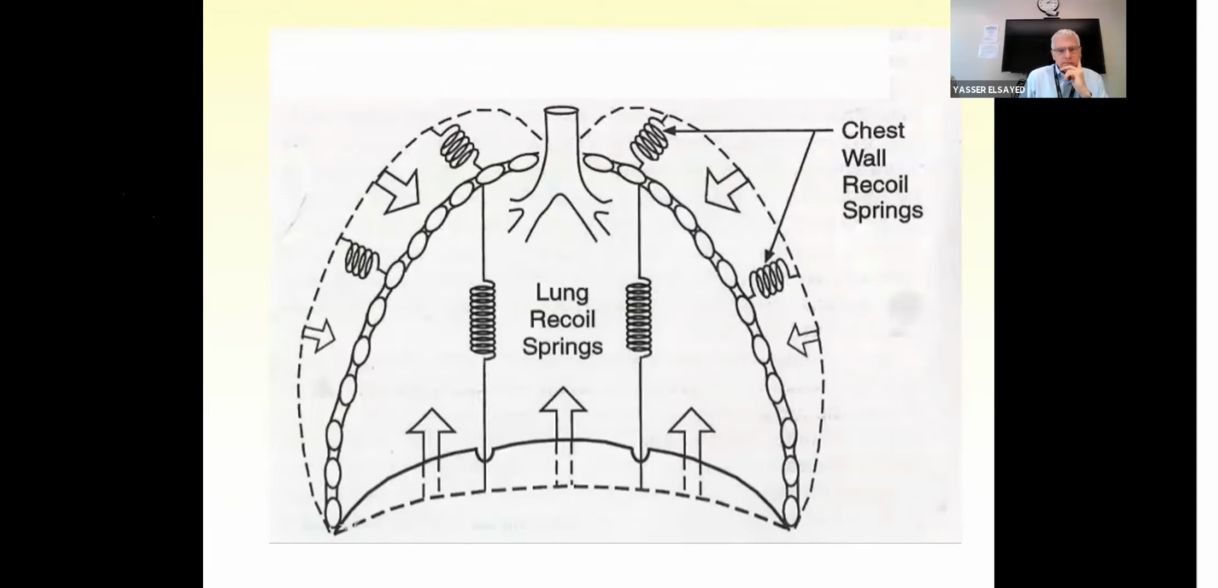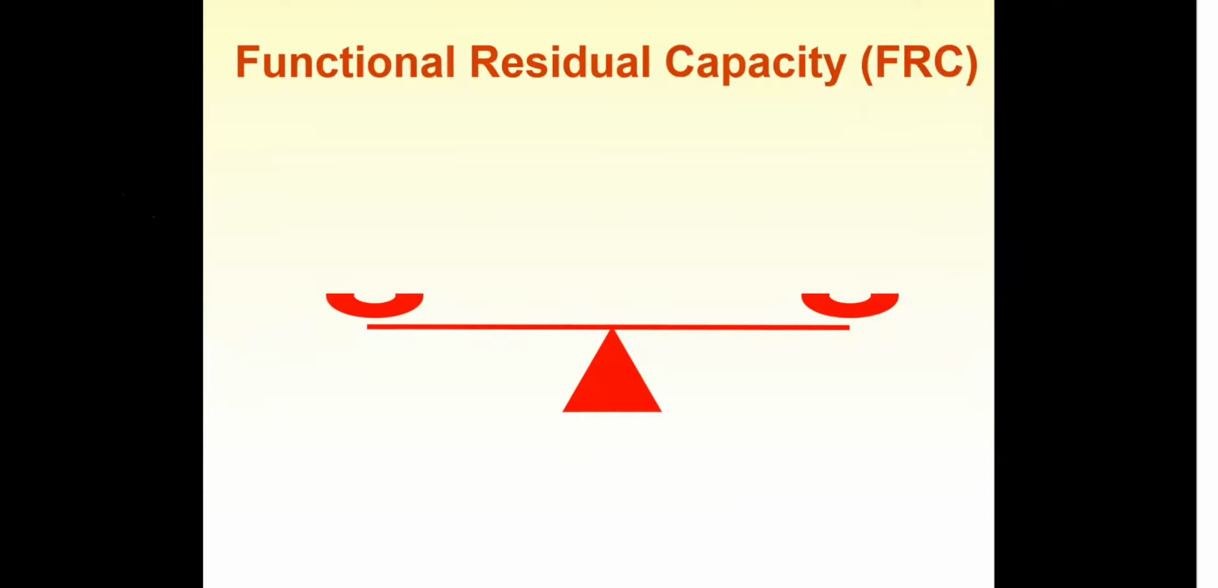So here is an example of the whole chest, putting these two springs together. In the middle, you have the lung recoil springs that tend to bring the pleural pressures inward. And on the outside, you have the chest wall recoil springs that tend to pull that pleural space in the opposite direction. And as long as you have those two forces opposing each other, then you have a negative pressure inside that pleural space.